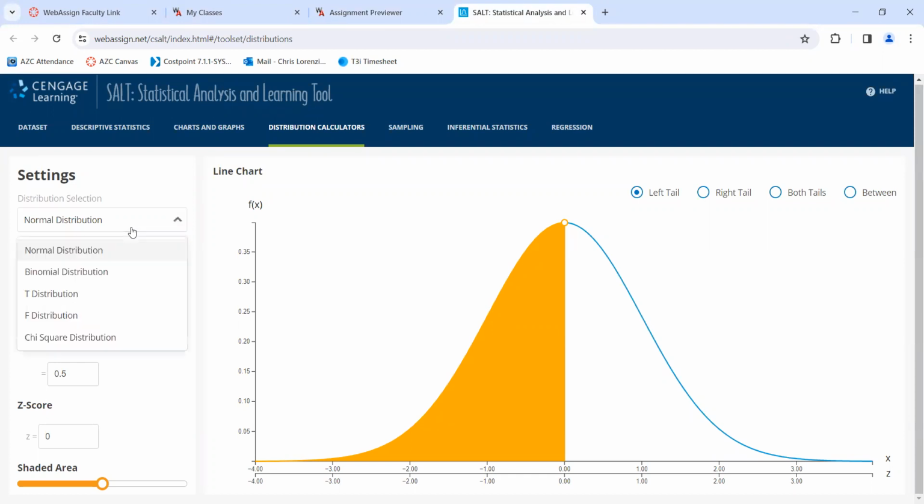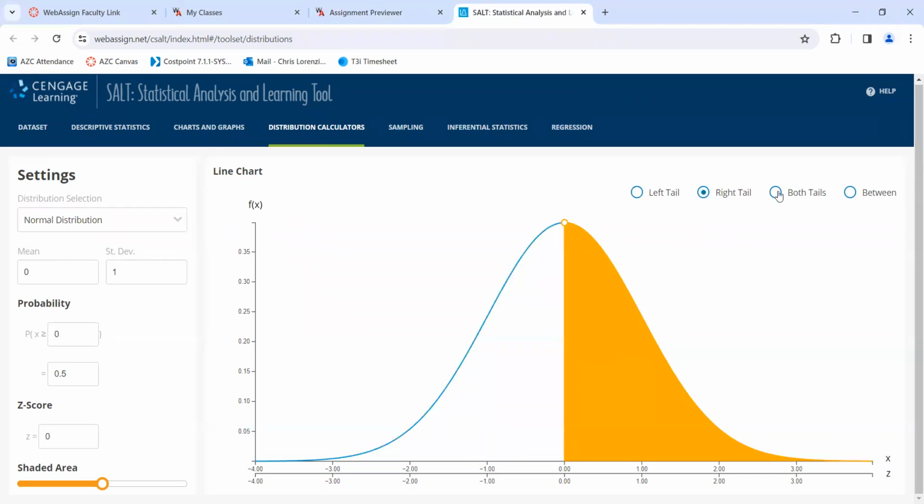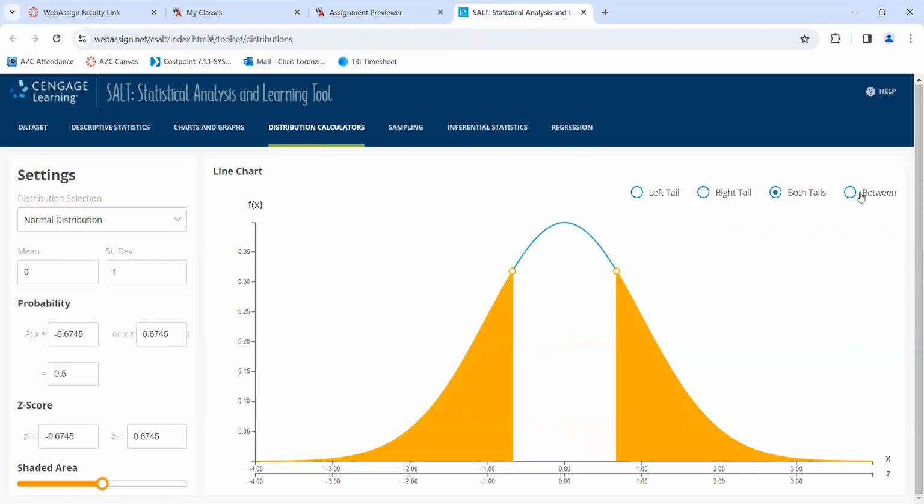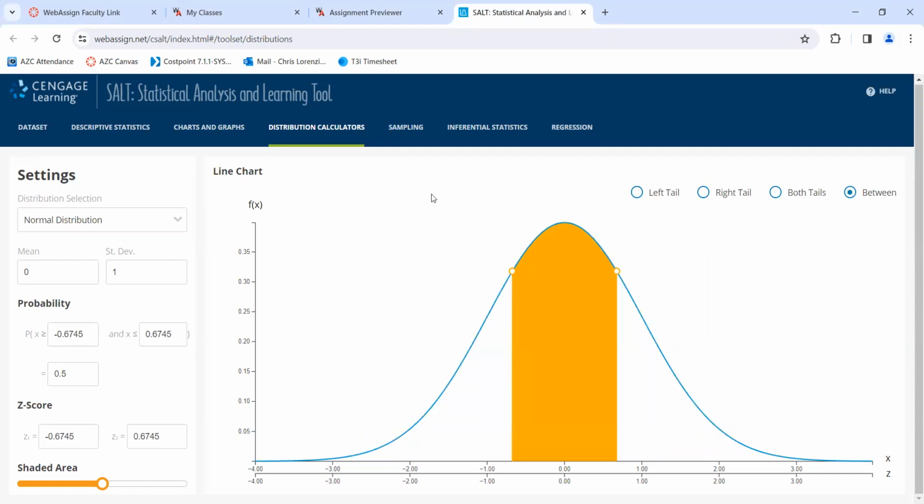So this is going to give me options to pick the distribution that I want. For right now, we're looking at the normal distribution. It's going to let me put in what the mean and standard deviation is. And then it's going to let me find different probabilities, whether it's a specific left tail, right tail, two-tailed, whatever. And that's going to be based on what we see over here. If I want a right tail probability, I'd put that. If I want both tails, if I want in between, we're going to have those options right there.